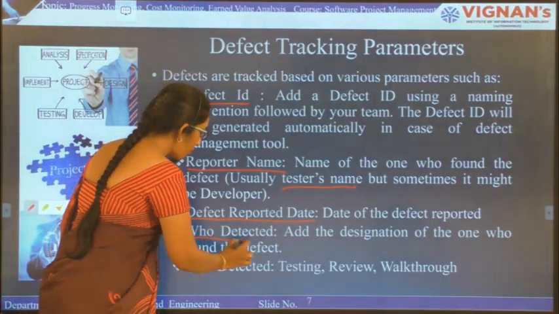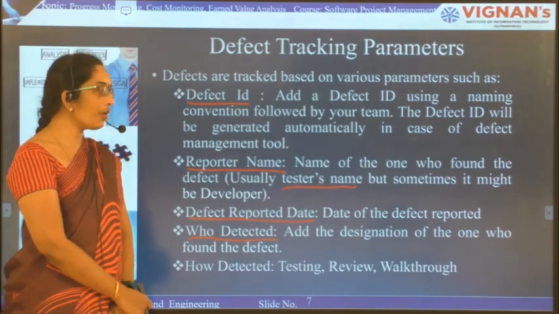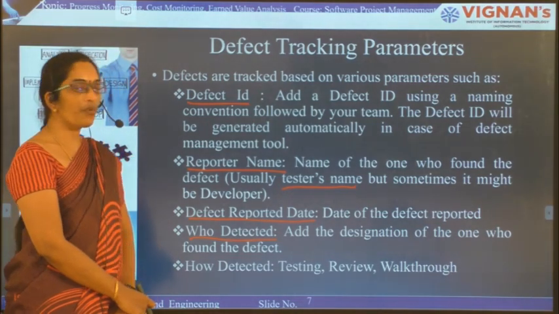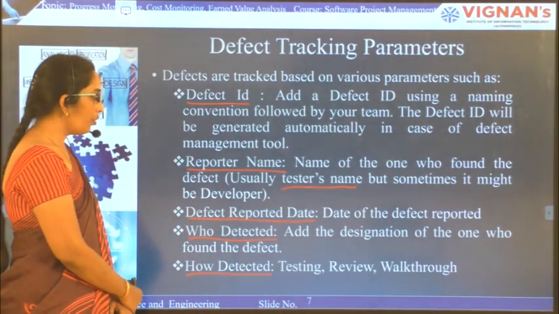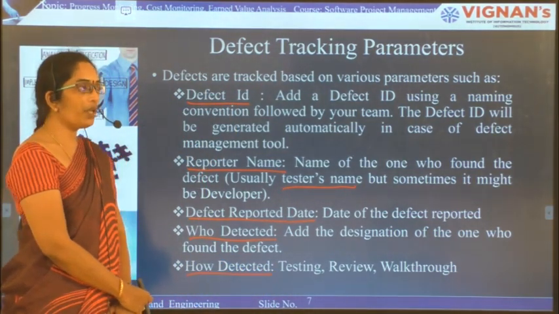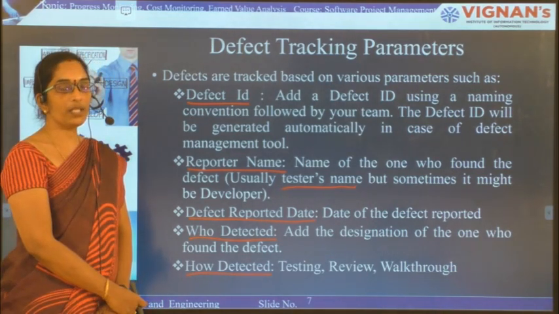And the next one is who detected. So we have to add the designation of the one who found the defect. And the next parameter is how detected. So we have to check whether we have to also include how this defect has been detected.